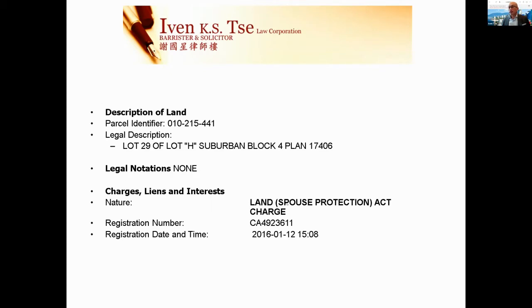Then you can see this Land Spouse Protection Act charge. This is the one I mentioned to you about an unregistered spouse to a property. One of the rules is that the property has to be a place in which the spouse had lived. It's not an investment home that the spouse has an entitlement to. The idea with these liens is that you can register it without prior notification given to the other owner on the land.